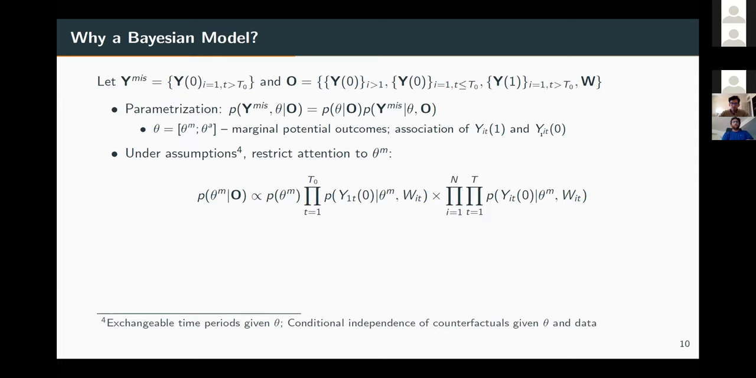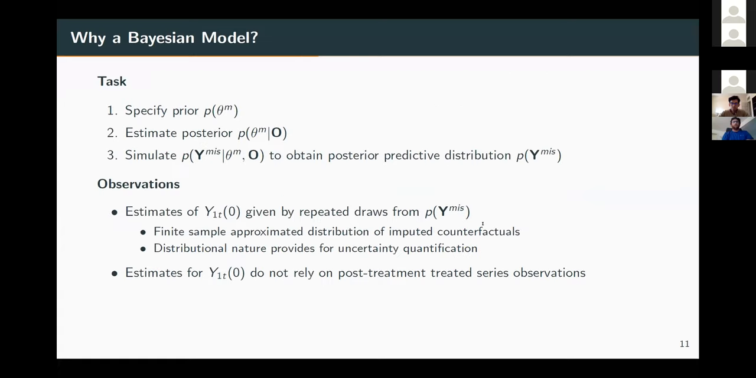Under some assumptions, which are standard in the Bayesian causal inference framework, and I'll get into the details of why this might be a non-sensible thing to do, or what to do if you don't believe the assumptions, towards the end. But basically, under these assumptions, we can restrict attention to just the parameter governing the marginal potential outcomes. And then you get a posterior that's this big hairy expression on the right-hand side. From there, your task is pretty simple. You specify a prior, a belief over what your parameter for the marginal potential outcomes is. Given the data that you observed, you estimate the posterior distribution of that parameter given the data you observed. And then you can simulate the distribution of the counterfactuals that you care about.